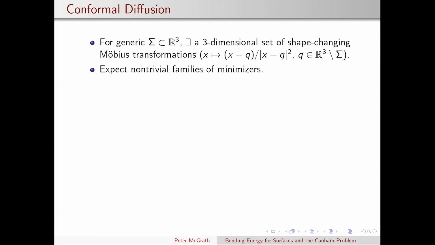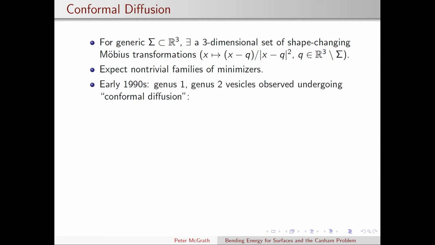What this means is that if I'm thinking about minimizers to this problem, I have the functional, I have 1 constraint, but I have 3 degrees of freedom in terms of making Mobius transformations, conformal transformations that don't change the energy, but may change the isoperimetric ratio. So this heuristic says that generally I should expect non-trivial families of minimizers. If I have 1 minimizer, probably I have many more. I say probably because not a whole lot has been known until recently about actual minimizers for this constrained problem.